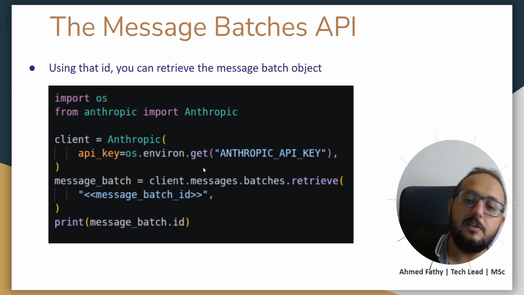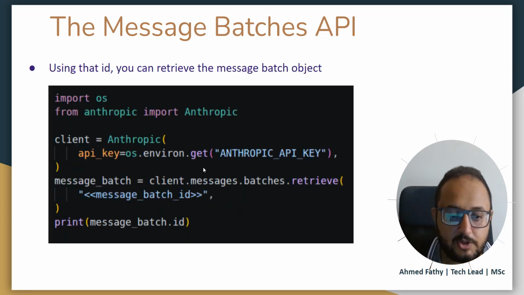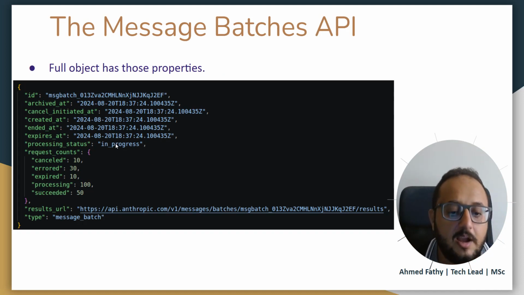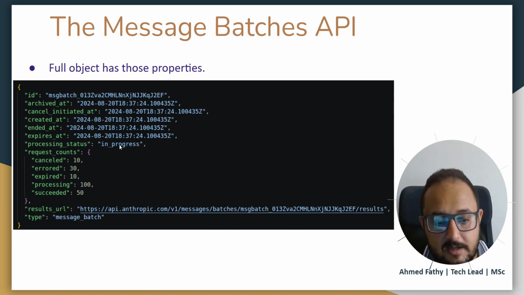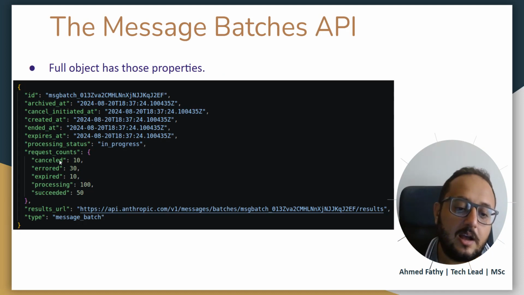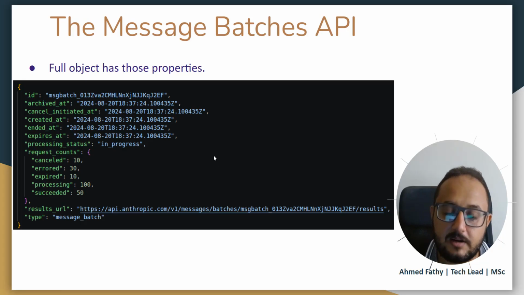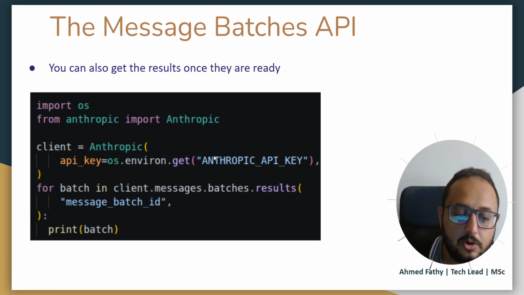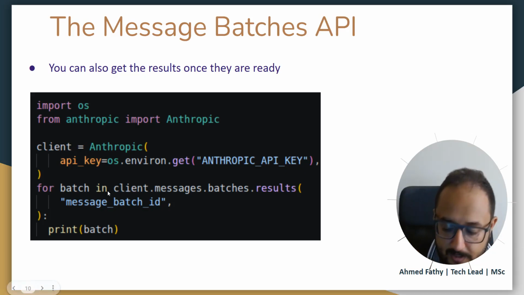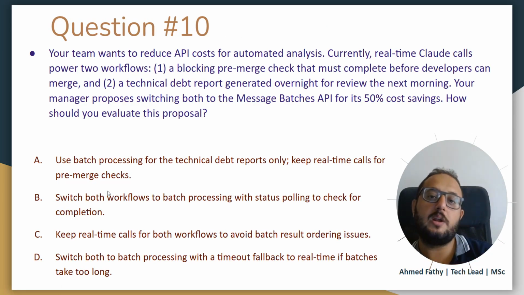Using that ID, you can retrieve the message batch object, which you can query for some information. For example, this is the object here. You can find the processing status and the request counts: how many cancelled, errored, expired, processing, and succeeded. And then some URL for the results. You can also get the results directly using the ID as well. And this is pretty much what I wanted to cover.